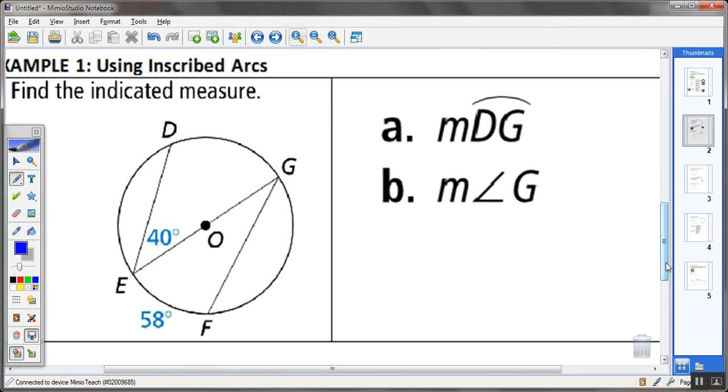Example 1, finding indicated measures using what, kids? Inscribed angles. All right, here we go. It says I have angle E right here. Angle DEG is how many degrees, kids? 40. All right. What do I have to find first over here? Arc DG. I'm looking for arc DG.